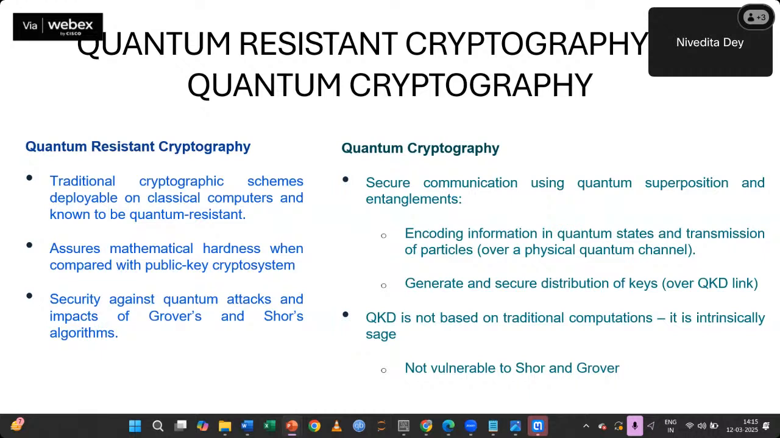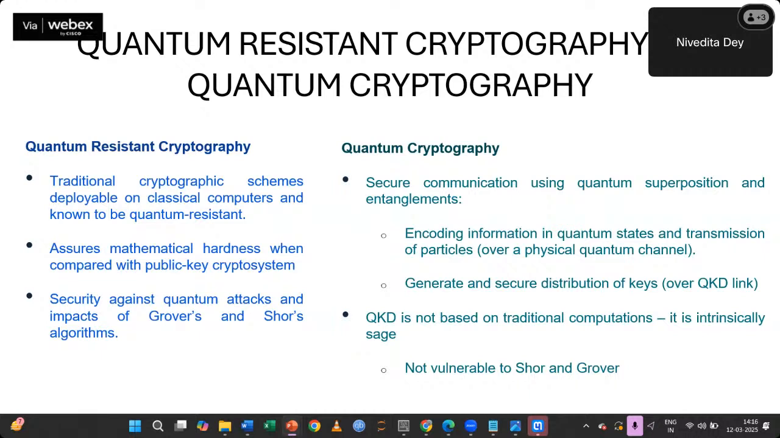Okay, so PQC or quantum resistant cryptography, just look into the slides now. The traditional cryptographic schemes are deployable on classical computers and known to be quantum resistant. So it all has to do with the classical thing, nothing quantum. It assures a mathematical hardness when compared to the existing public key crypto system. With respect to the existing system, it is more mathematically hard.